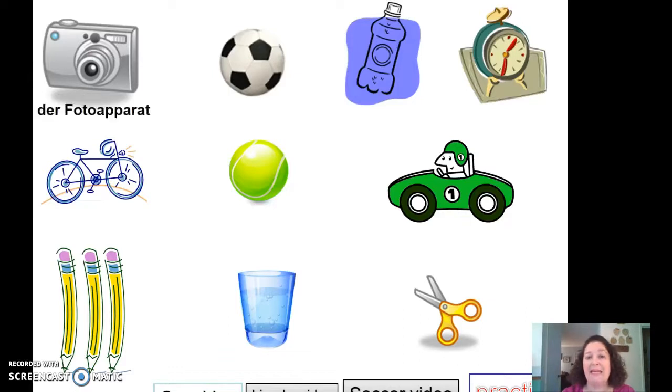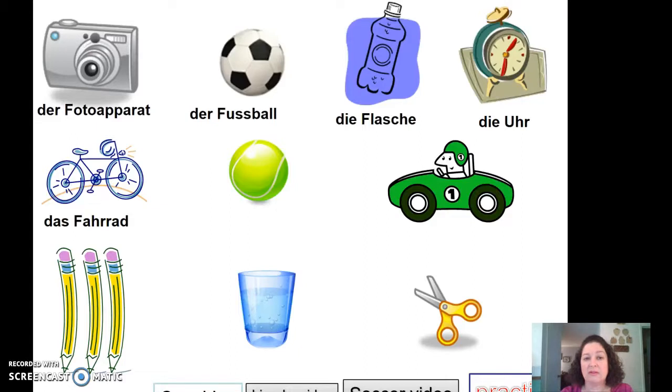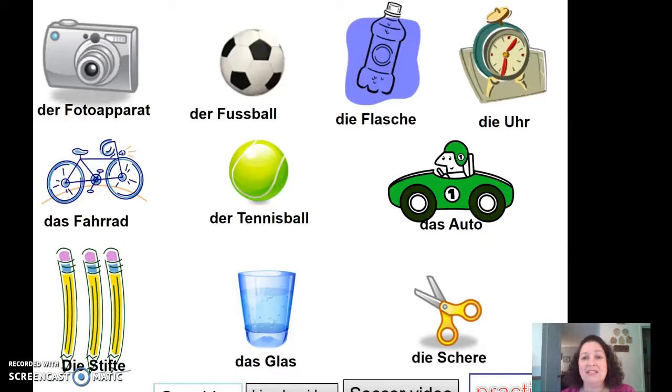Listen and repeat. Der Fotoapparat. Der Fußball. Die Flasche. Die Uhr. Das Fahrrad. Der Tennisball. Das Auto. Die Stifte. Das Glas. Die Schere.